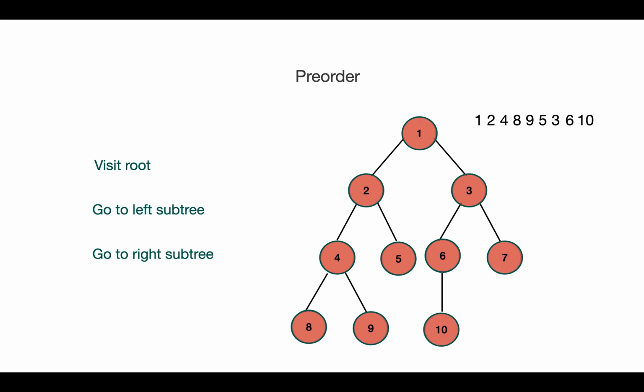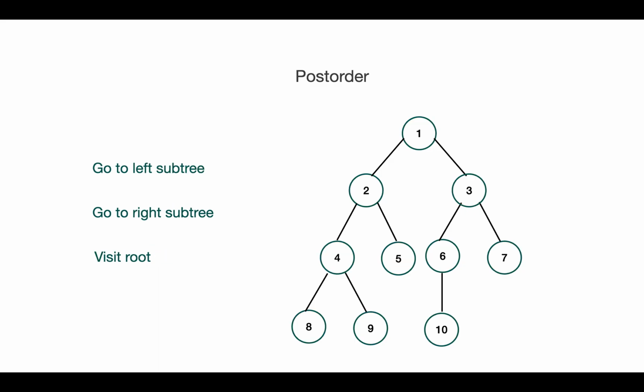Now the last one is post-order traversal. In post-order, the node itself comes last. So we're going to read this root node in this tree at last. First we're going to read the left. So we're going to start from 8 and then we will read 9, which is the right, and then the node itself, which is 4.